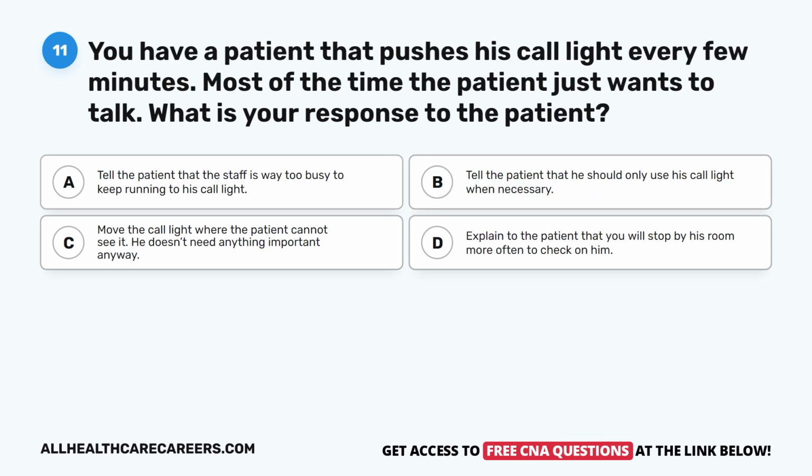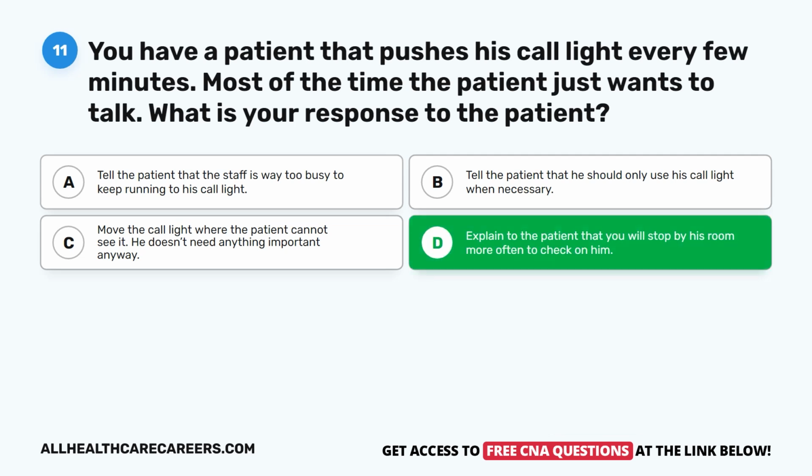Question 11. You have a patient that pushes his call light every few minutes. Most of the time, the patient just wants to talk. What is your response to the patient? A. Tell the patient that the staff is way too busy to keep running to his call light. B. Tell the patient that he should only use his call light when necessary. C. Move the call light where the patient cannot see it. He doesn't need anything important anyway. D. Explain to the patient that you will stop by his room more often to check on him.